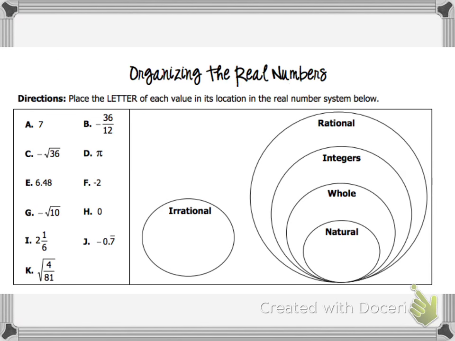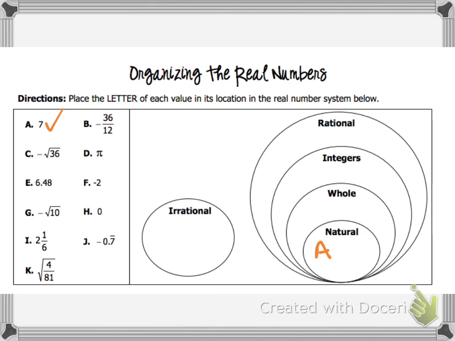All right? Flip it over to the back side. We want to place the letter of each value in its location in the real number system below. So let's start with 7. A would be 7. Now, I know it's real, they're all real. It's not irrational. I know it's going to be rational. It is an integer, it is a whole number, and it is natural. So inside natural, I put an A. Notice that that A is in natural, it's in whole, it's in integer, it's in rational, and it's in real. So we want to put this in the most specific category that we can.